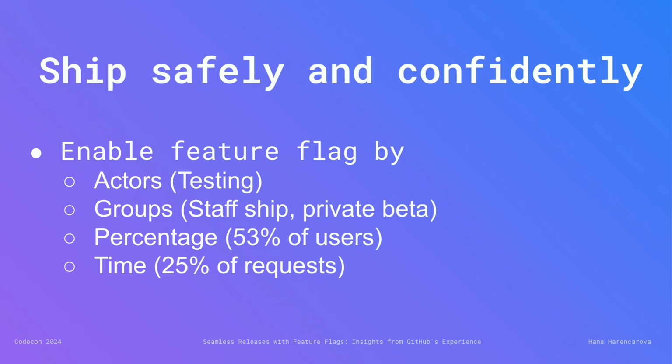We can ship them for groups. We often ship most of the features at GitHub first to the staff. We call this staff ship. So all the people working there can use the new feature and give us feedback. You also can enable feature flag by percentage, and it's either percentage of requests or percentage of users.